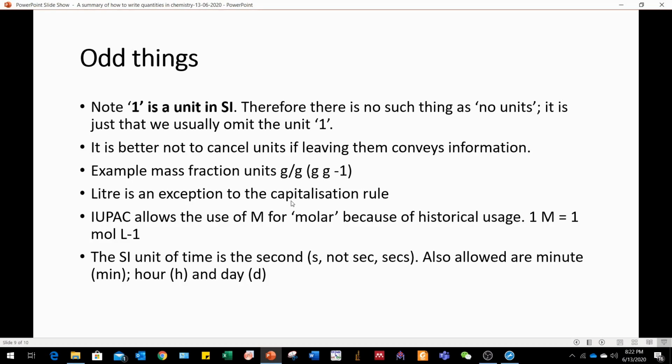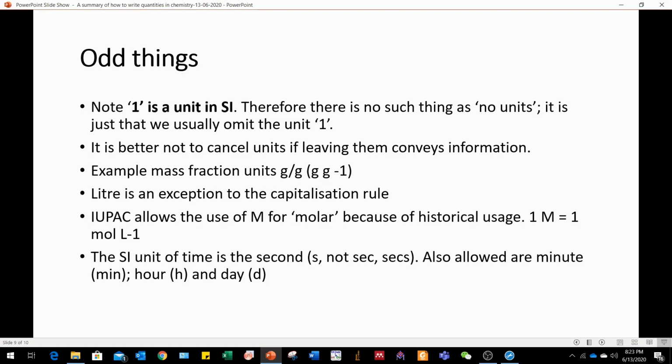Another interesting rule under this heading is liter. It has an exception to the capitalization rule. For liter we use a capital letter L, not a small letter l. Similarly, for molar, that is moles per liter, IUPAC recommends using capital M as its unit.